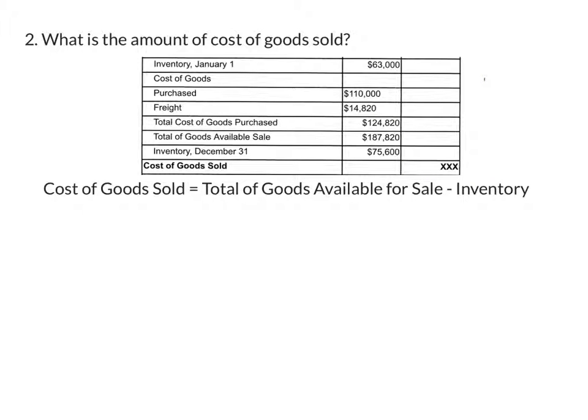Next, we're asked to find the cost of goods sold. The cost of goods sold is found by taking the total of goods available for sale and subtracting the inventory. Now we're going to subtract the inventory on the last day of the period that we're looking at. So since we're looking at January 1st to December 31st, we're going to take the amount of inventory on December 31st.